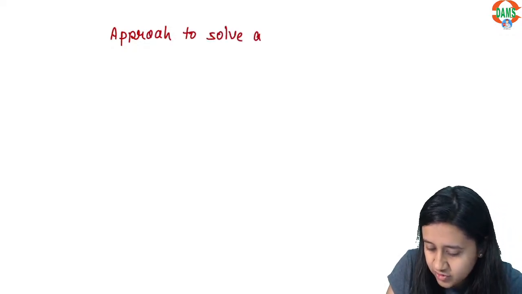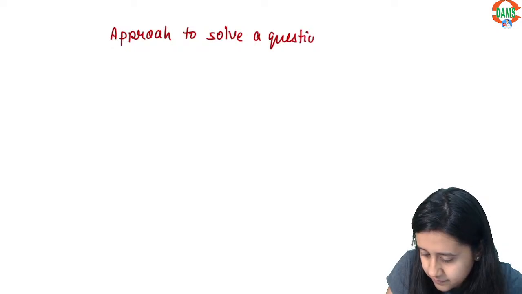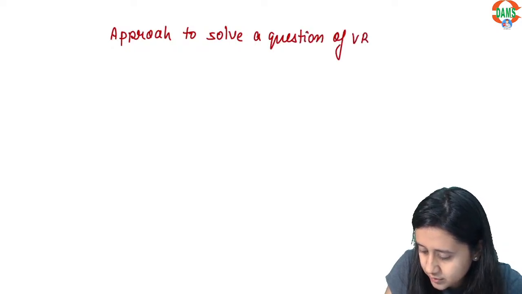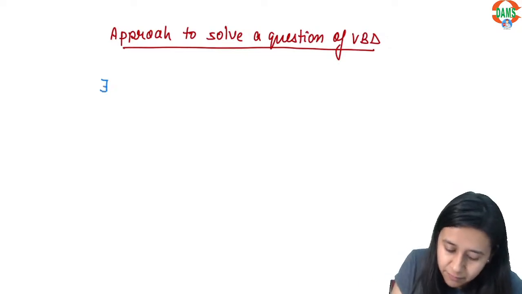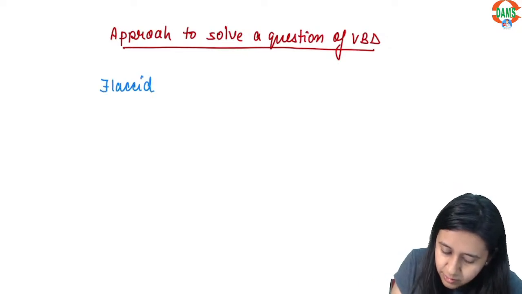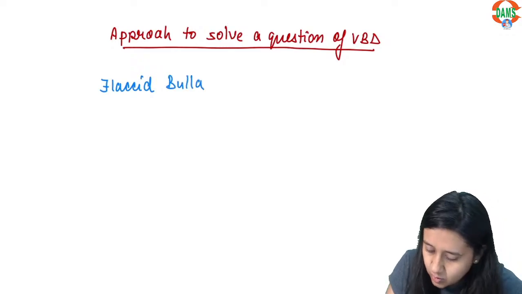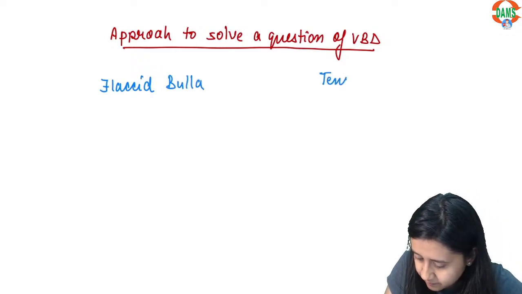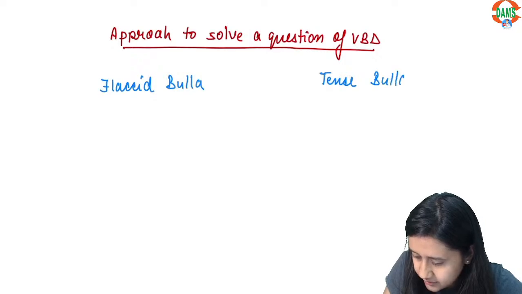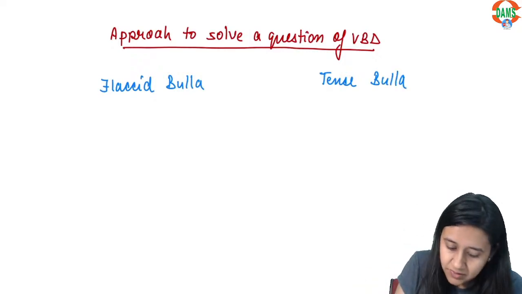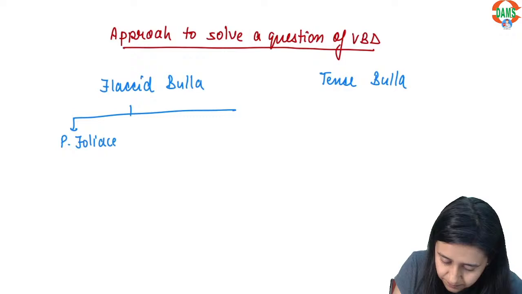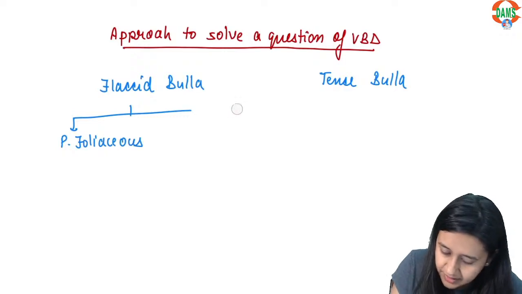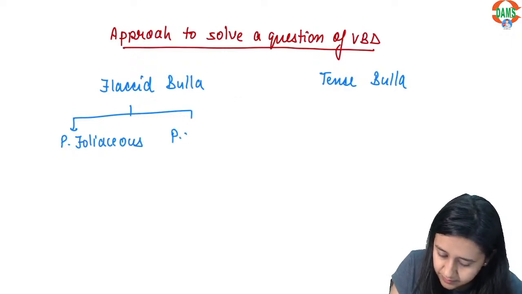Approach to solve a question of vesiculobullous disorder. First of all, look at the type of bulla, whether the bulla is flaccid or whether it is tense. These are the two things we have to look for. If it is flaccid, it can be either pemphigus foliaceus or pemphigus vulgaris.